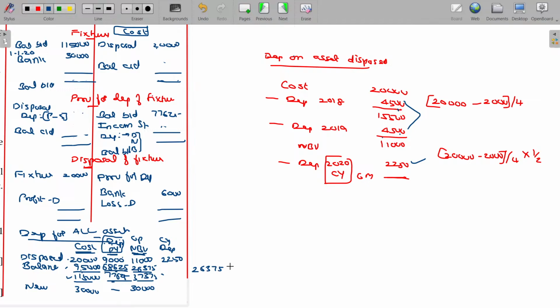For that, how can you calculate? For this, 95,000 minus scrap value, residual value being 10% on this, 9,500. Life of the asset being 4, you have to divide this by 4. So 95,000 minus 9,500 divided by 4. This value being 21,375.